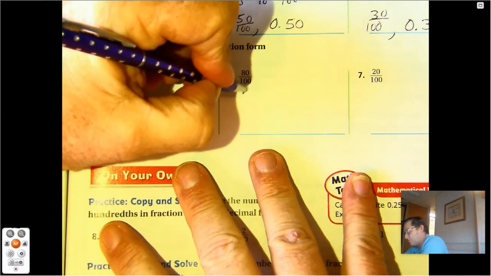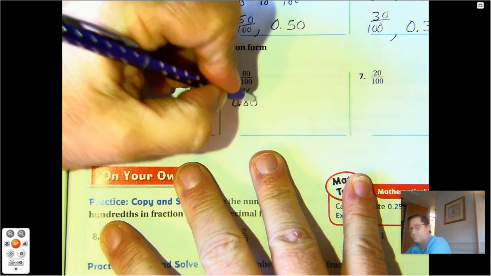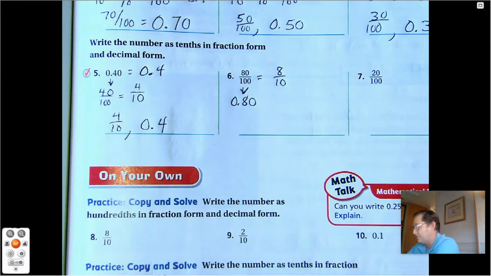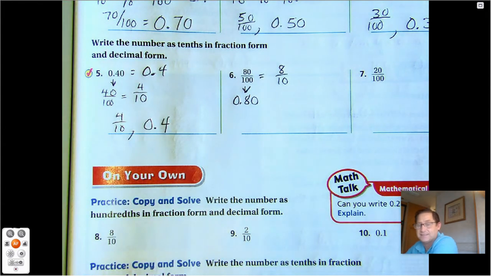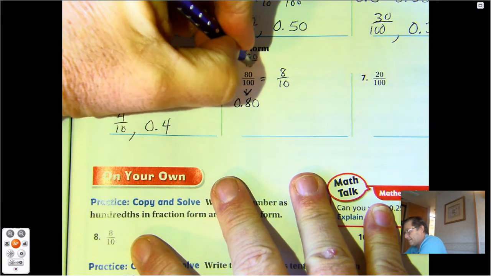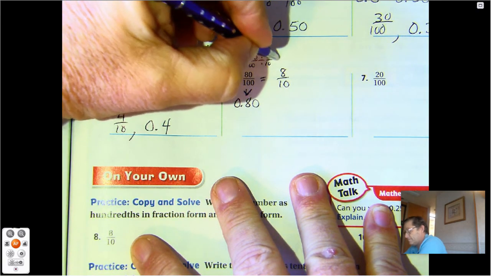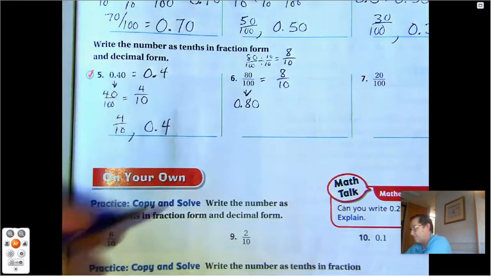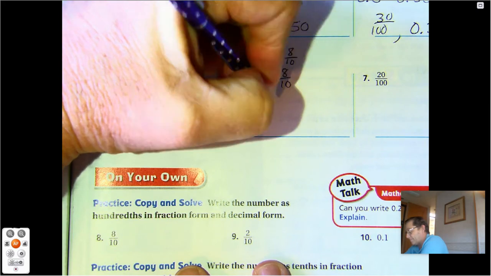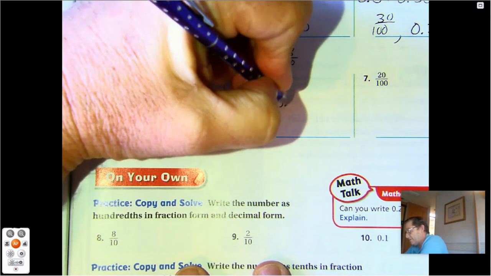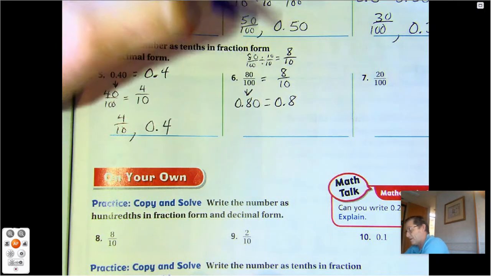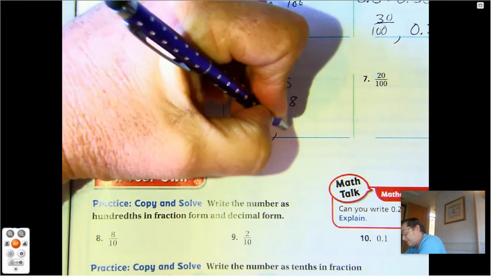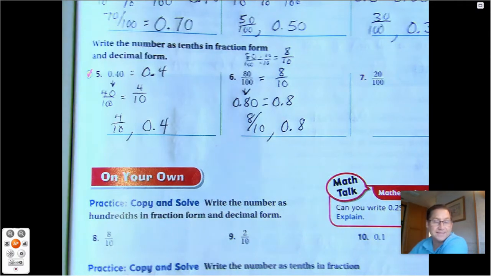80 hundredths as a decimal is 0.80. 80 hundredths is the same as 8 tenths. Because remember, we're dividing numerator and denominator by 10 to get tenths. And as a decimal, 8 tenths is written 0.8. So the fraction form would be 8 tenths and 8 tenths as a decimal.